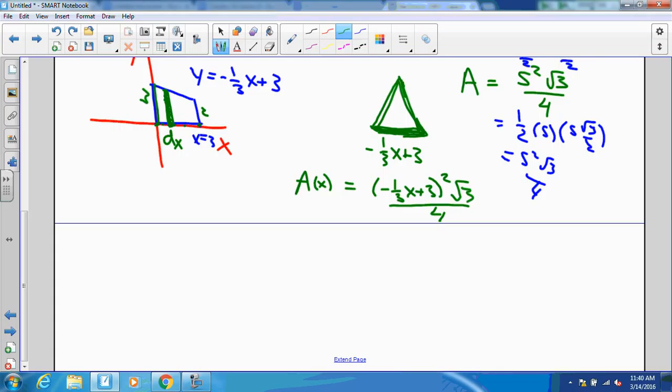Yes? Actually, I don't understand the dx part, so is dx like the vertical part? So dx is actually the width of my slice. I'm cutting through like this, and the width of that slice is dx, and the length of my slice is negative 1/3 x plus 3. Is that better?